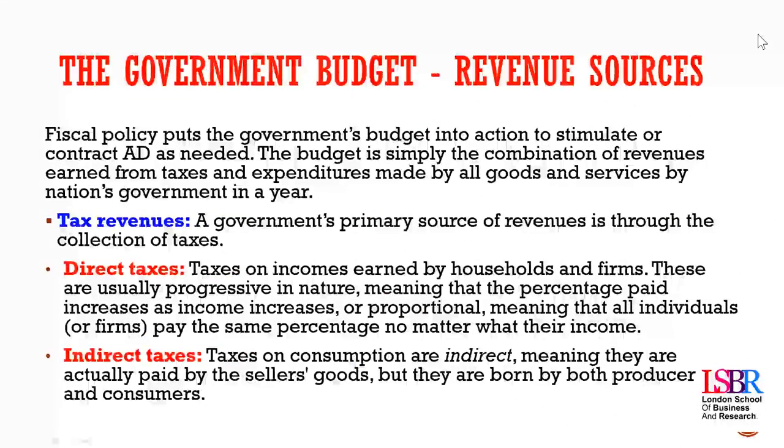So what about the government budget and revenue sources? Well, fiscal policy puts the government's budget into action to stimulate or contract aggregate demand as needed. So what does that mean? Fiscal policy has the ability to put the government plan into action. It can stimulate, which means grow, or it can contract, which means shrink aggregate demand as required. Then a budget is simply a combination of revenues earned from taxes and expenditures made on goods and services by a nation's government in a year. So that's what it is, okay? In very simple terms, it combines all the revenue that the government has earned from its taxes, and it measures all the expenditures on goods and services by the government all within the 1 year.